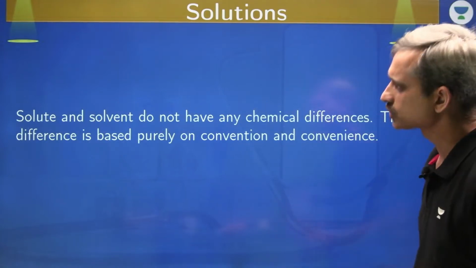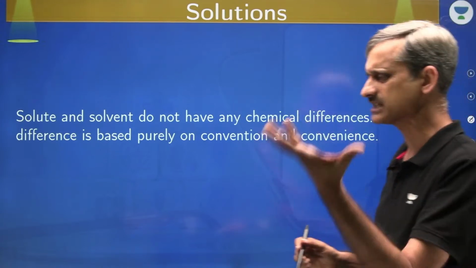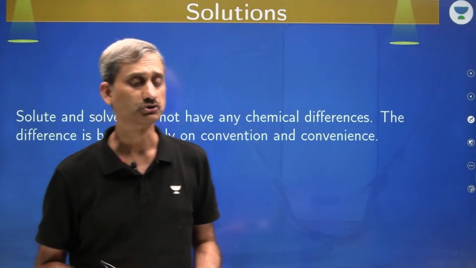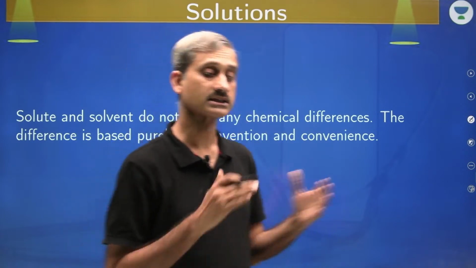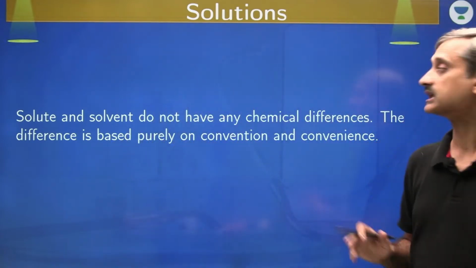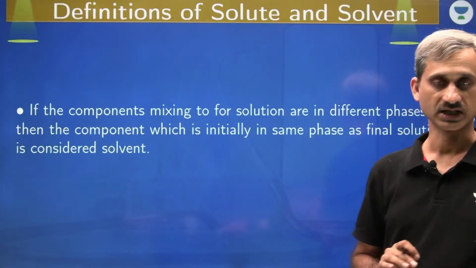Clear? So solute and solvent do not have any chemical differences. You cannot just see a substance and say that this is going to be a solvent or this is going to be a solute. You have to think over what is more appropriate. It is convention and convenience which define or distinguish between the solute and solvent.